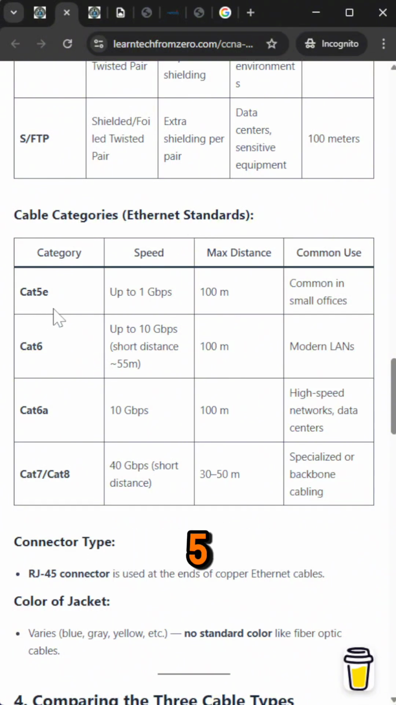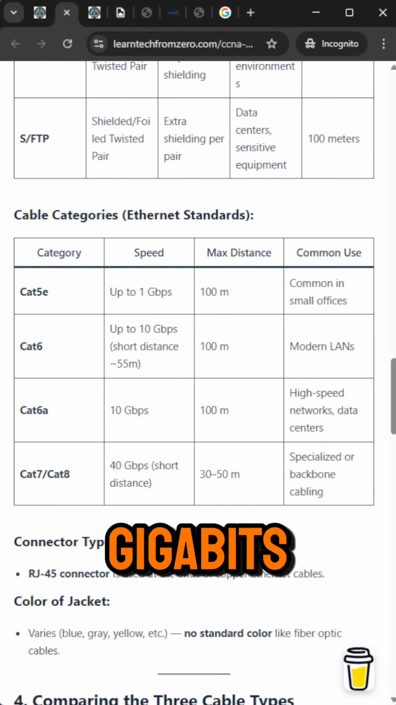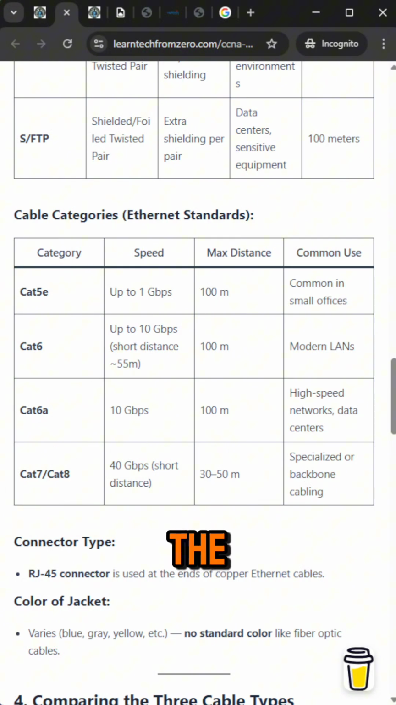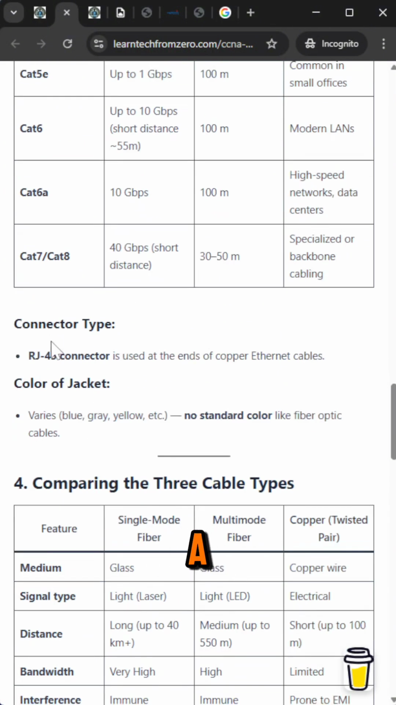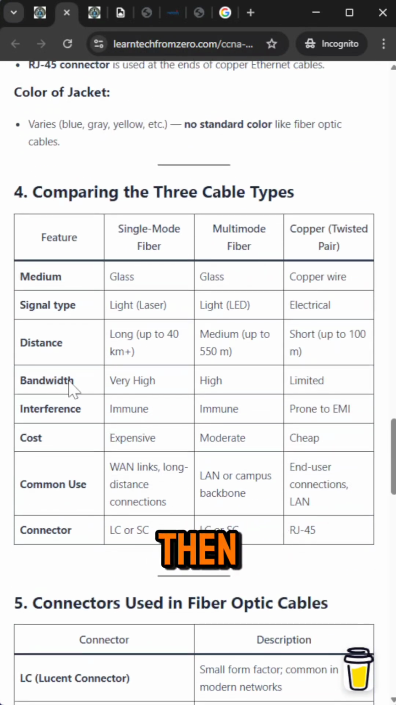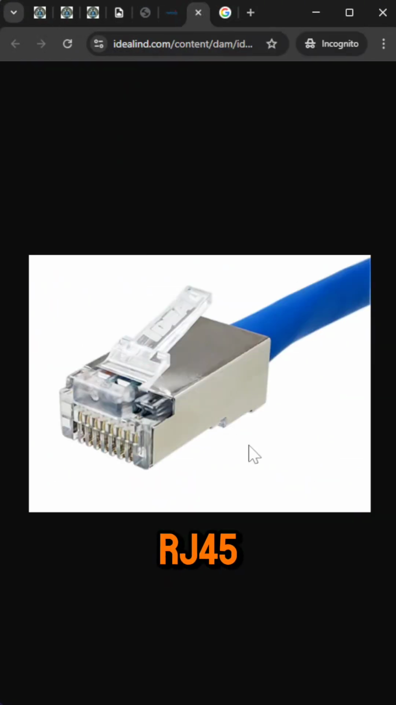So Cat 5e, the speed is up to 1 gigabit. Cat 6, 10 gigabits. Cat 6a, 10 gigabits. Cat 7, 40 gigabits. So you can see that modern copper cables are giving you higher speeds over time. When Cat 9, Cat 10 come out, I wonder what the speed will be. And they have a connector at the end, which is RJ45.